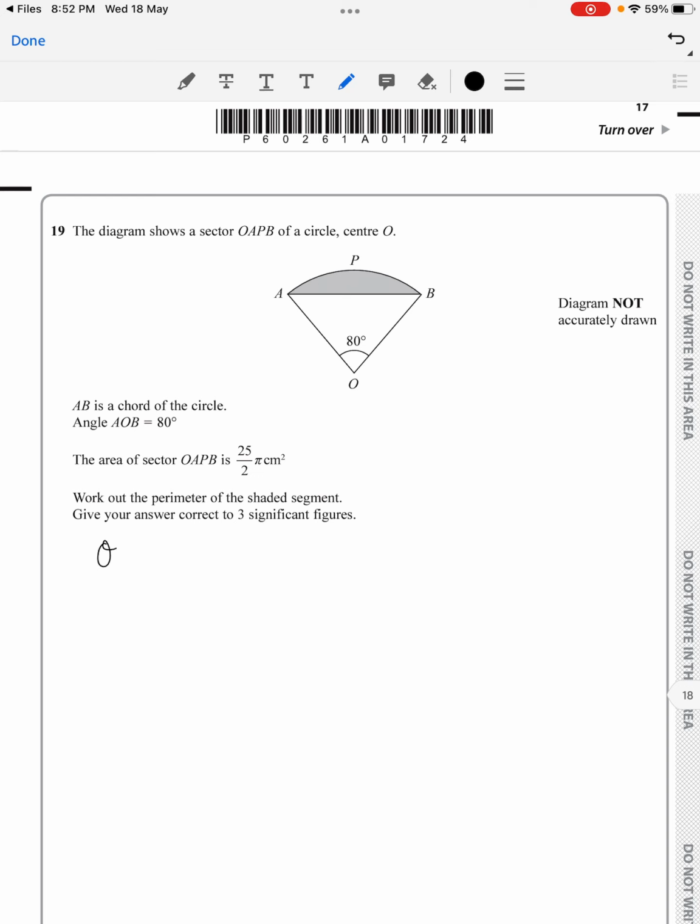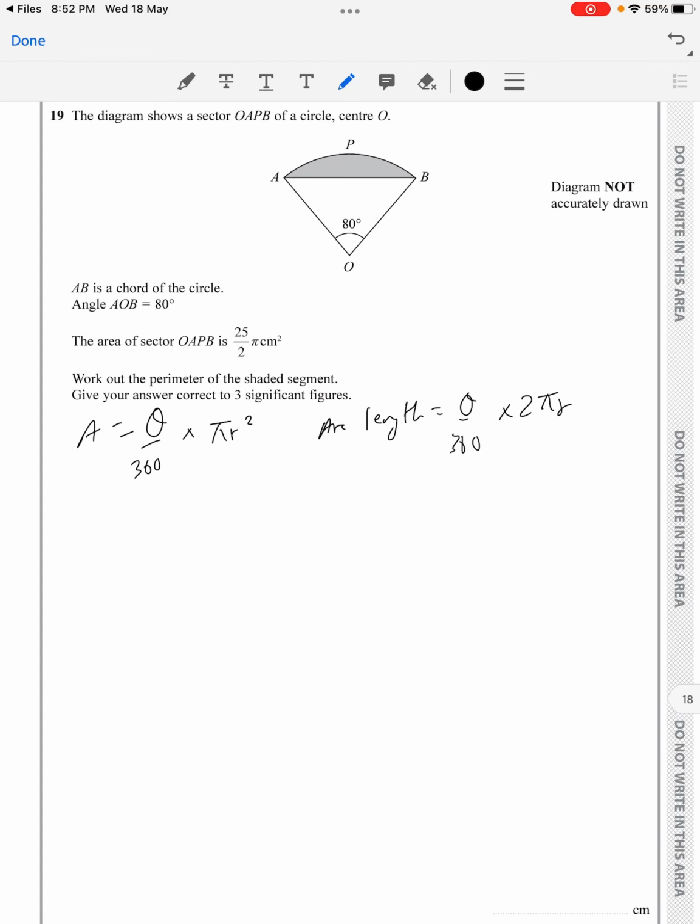So for this question, we have to know the formula for area of sector. That is theta divided by 360 times pi r squared, and we have to know the arc length. To find the arc length, we have theta divided by 360 degrees times 2 pi r. Perimeter of a sector is equal to the arc length plus the radius, that is 2 times.